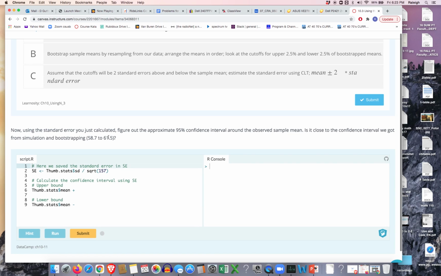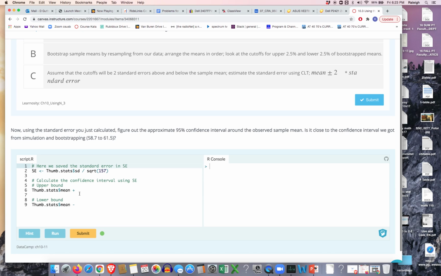Okay, so now using the standard error we just calculated, roughly 0.7, figure out the confidence interval around the observed sample mean. Is it close to the confidence interval we got from the others? We already looked at those. And so what we have to do is to look at the hint. Did you account for 2 standard deviations in your calculation? Well, let's make sure we do that.